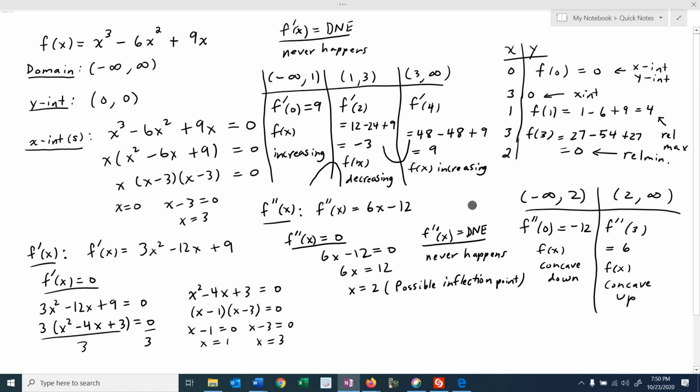And so that's an important point, so we're going to want to know what the y value is. So to do that, of course, make sure you go back to the original function and plug 2 in to get the corresponding y value. Okay, so we got to find f of 2. So f of 2, we're going to get 2 cubed, which is 8, and then 2 squared, which is 4 times 6, so that's going to give us minus 24. And then 9 times 2 is 18. Okay, so this is going to give us 2, and this is an inflection point.